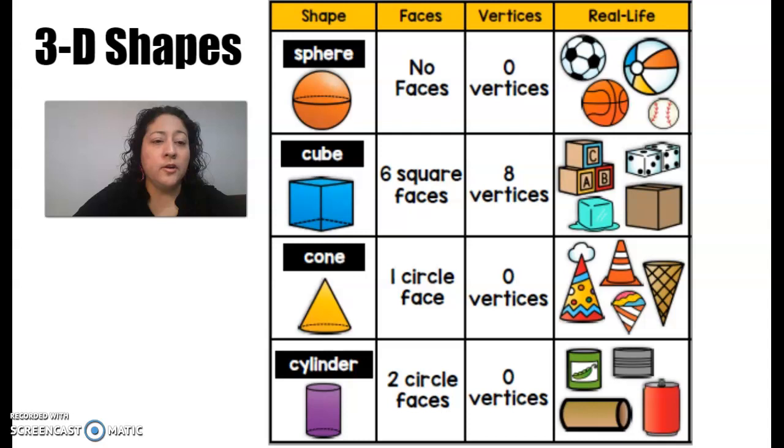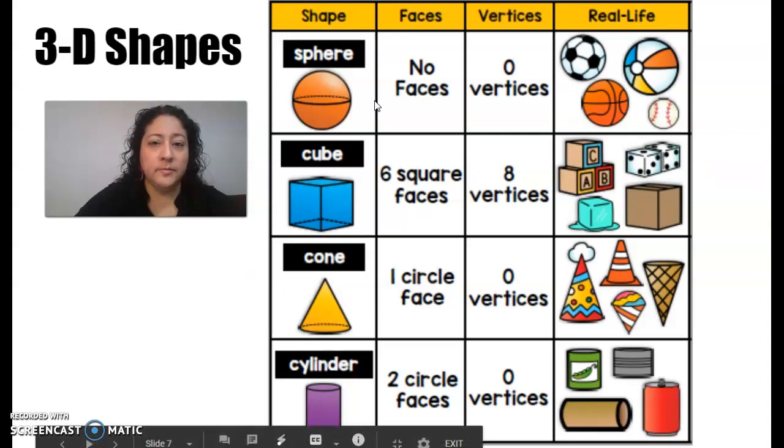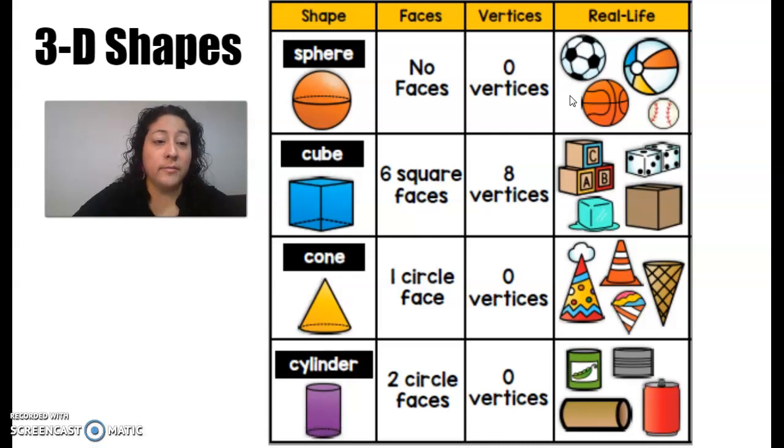Today we're going to be learning about 3D shapes. We're going to learn the name of these 3D shapes, how many faces does each shape have, how many vertices, and what things in real life look like that 3D shape. Okay, we're going to learn about that all week.